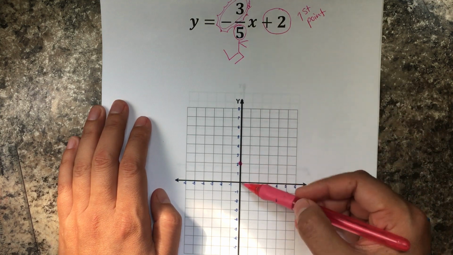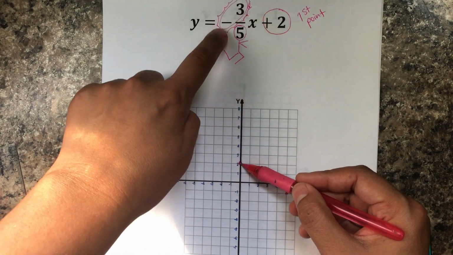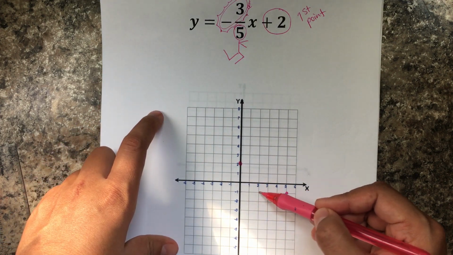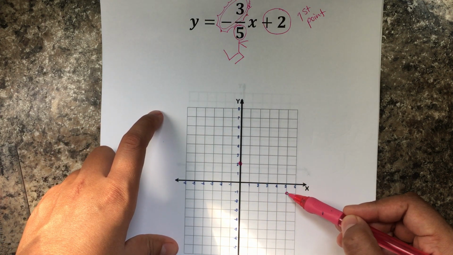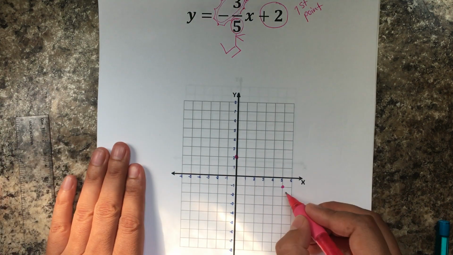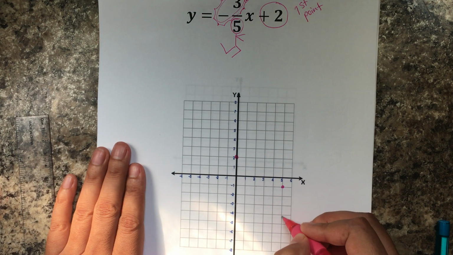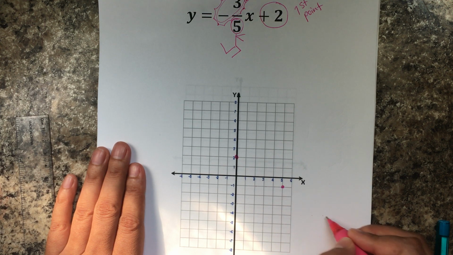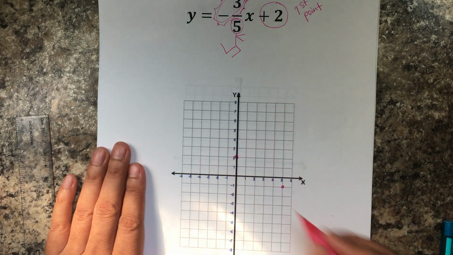So again, first point, negative 3, go down, positive 5: 1, 2, 3, 4, 5, right there. And that's where I place it. I don't have enough space for more, so it would be 1, 2, 3, and then 1, 2, 3, 4, 5, something like that, okay?